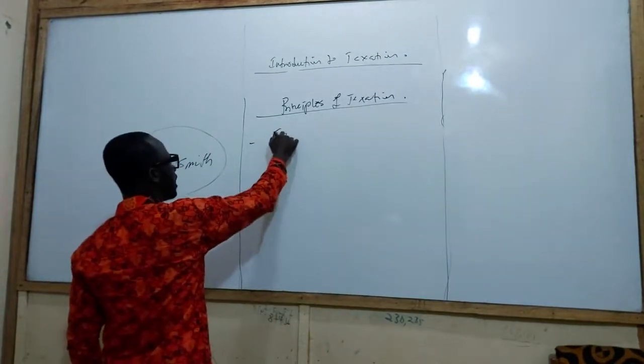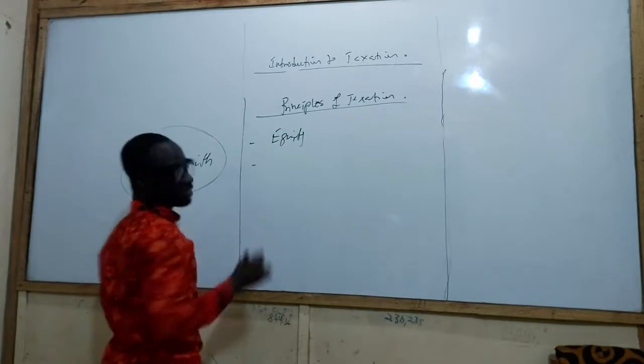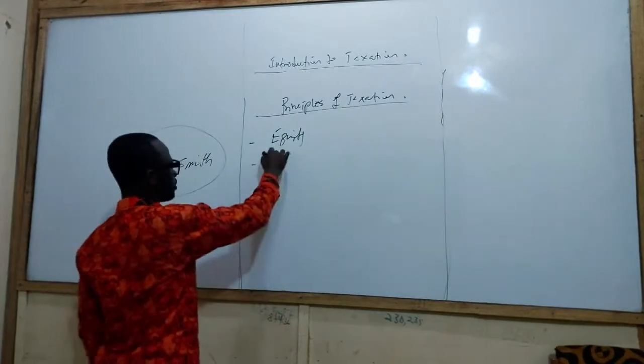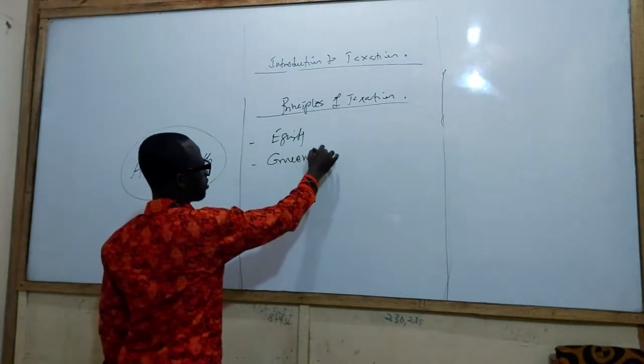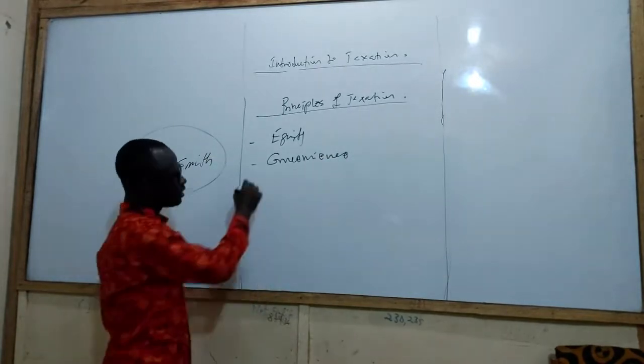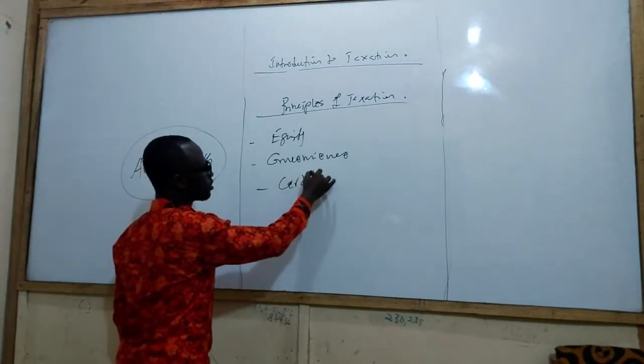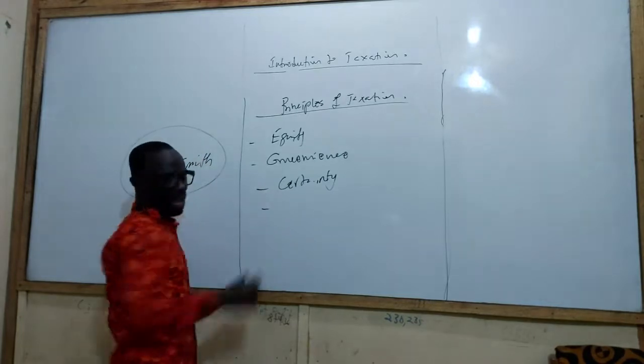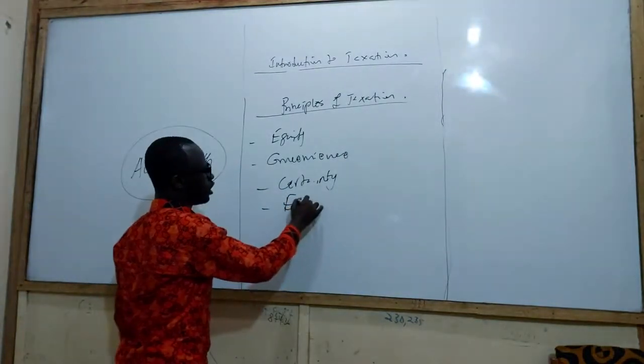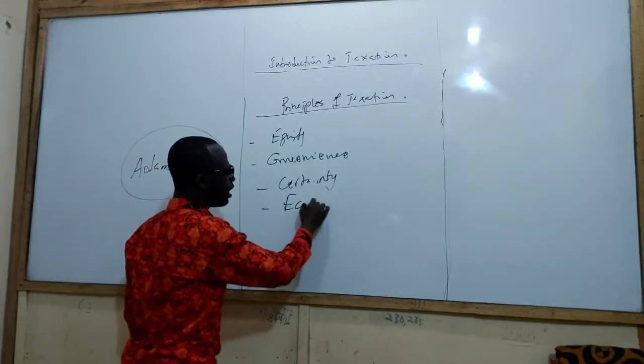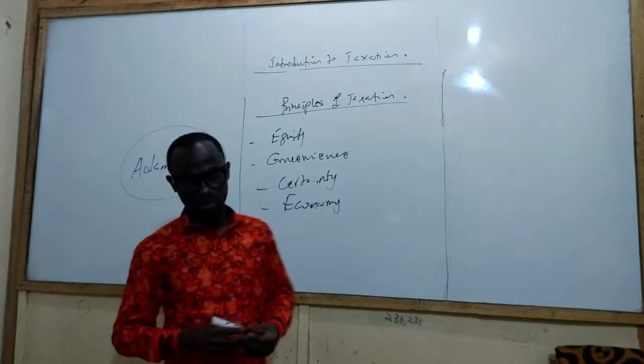The first thing is equity. Second thing is convenience. Third thing is certainty. And then the last one is economy. So let's take them one after the other and spend a few minutes on them.